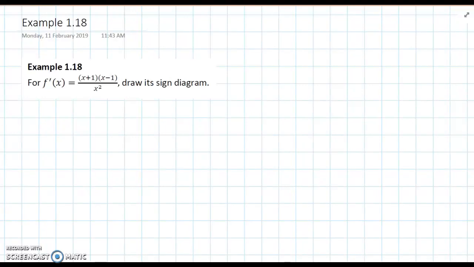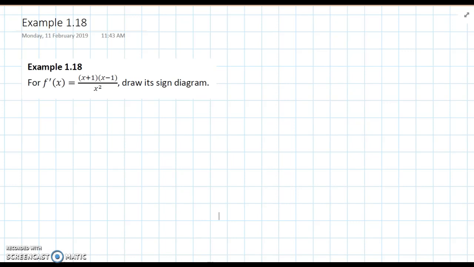For 3B, we're going to be starting to review the sine diagram from the Year 11 course. This time we've been given the first derivative in our example 1.18. So we need to take from it the key points, remembering the two things that go on a sine diagram are our x-intercepts and our vertical asymptotes.